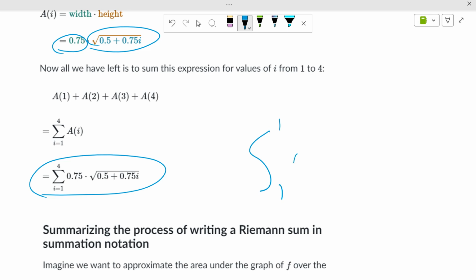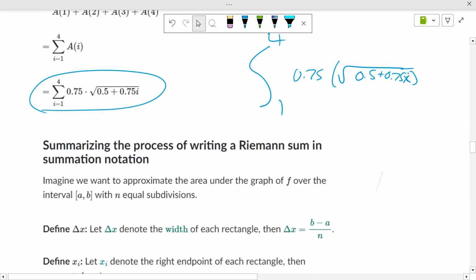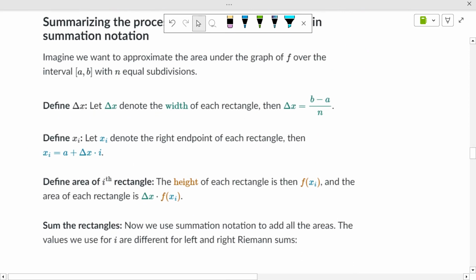of 0.75 times the square root of 0.5 plus 0.775i. That's a 4, or x in this case. And you're going to integrate it and find the smooth area under the curve, because an integral is what you get when you do the limit and all that.